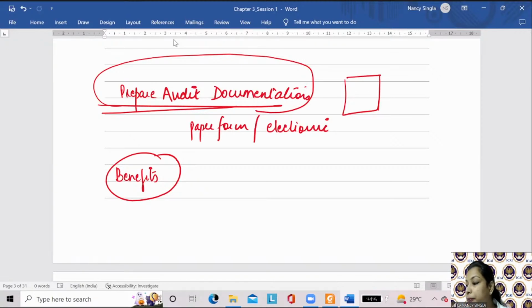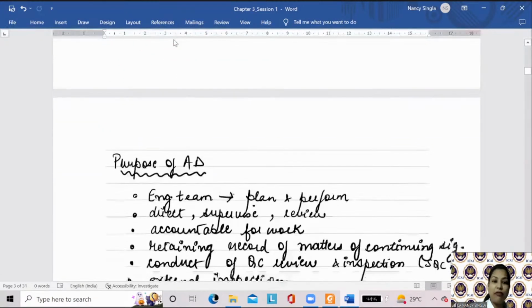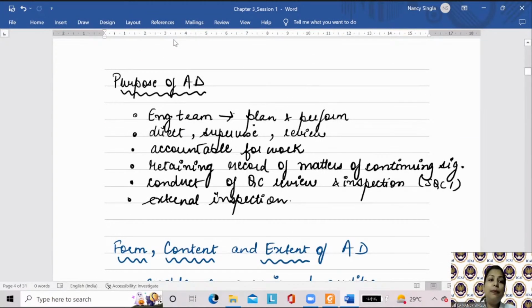Then Alok is saying it can be checked as to what is done and what is left. So I can say it helps in planning and performing the audit. Okay. So Dhyanesh is saying it helps for next year's audit as it is helpful in planning. Correct. Correct. Correct. Okay. So what are the benefits? Very simple. See, it helps the engagement team.